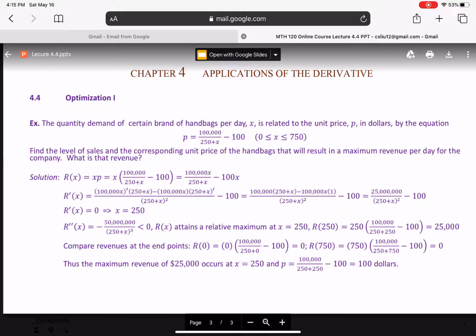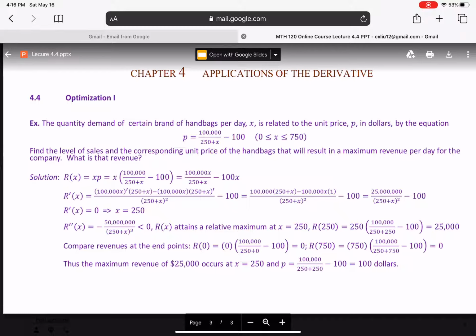You can further take the second derivative of the revenue function, so you get negative 50 million over 250 plus x cubed, and that's negative. So according to the second derivative test, the revenue R of x attains a relative maximum at x equal to 250, and the actual revenue at x equal to 250 is 250 times 100,000 over 250 plus 250 minus 100, and that is $25,000.